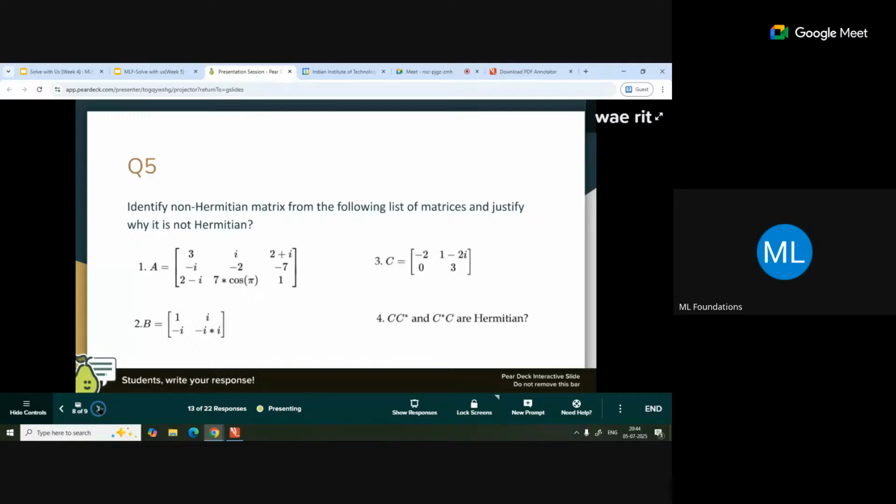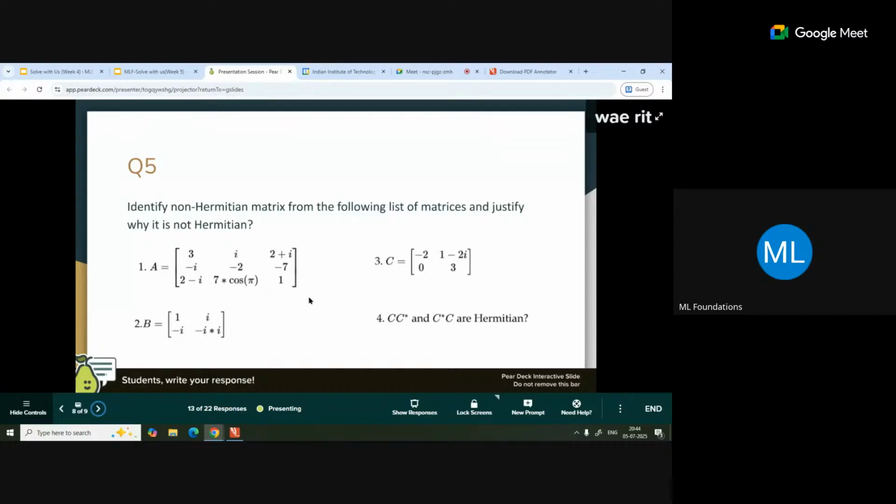Done? Is it done? Yes. Okay, let us see the solution then. I'll not do it for everything. Can you tell me one of the matrices so that I can show you how to check for Hermitian and non-Hermitian? Anyone, you can tell me, I'll solve that.